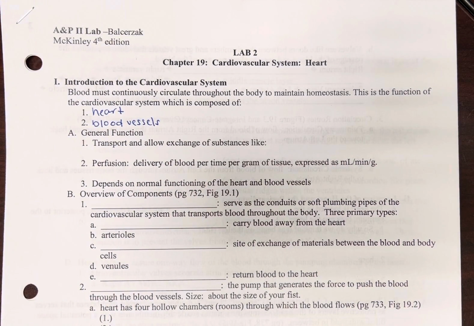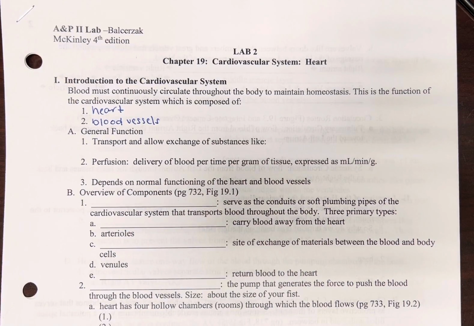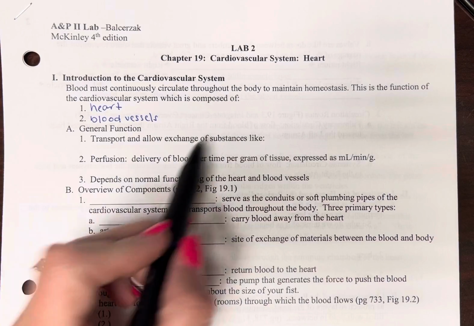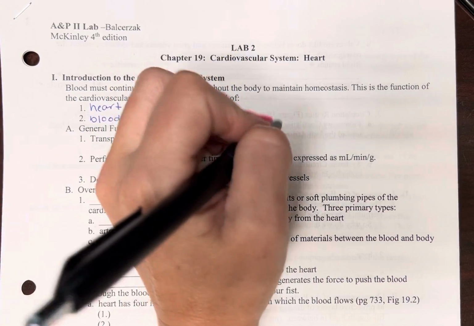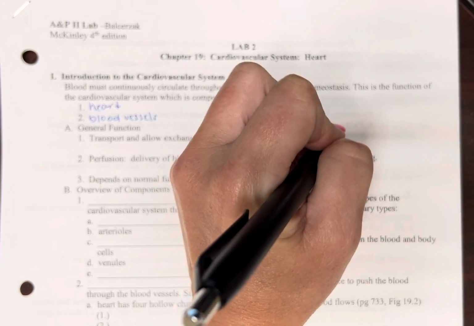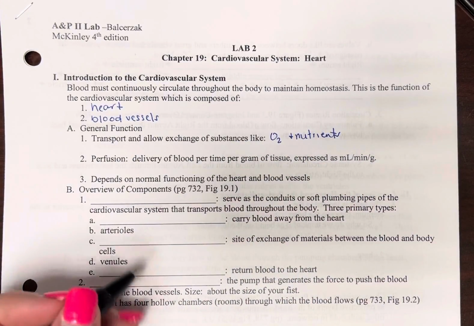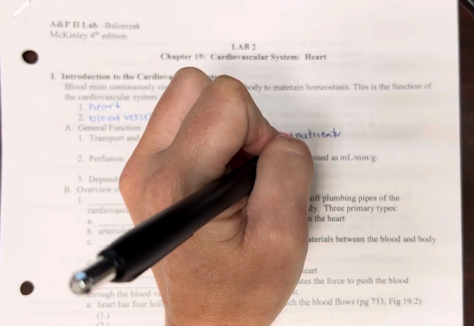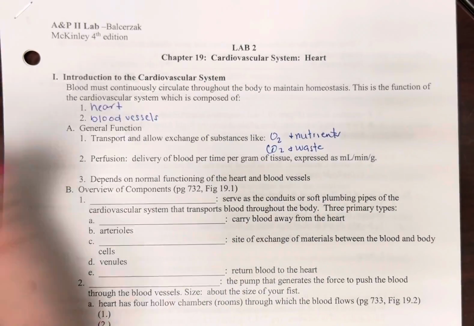The job of the circulatory system is to allow exchange of substances. So good things, oxygen and nutrients, the things the tissues need. For bad things, I mean not really bad things, but waste, things that the tissues don't need anymore.